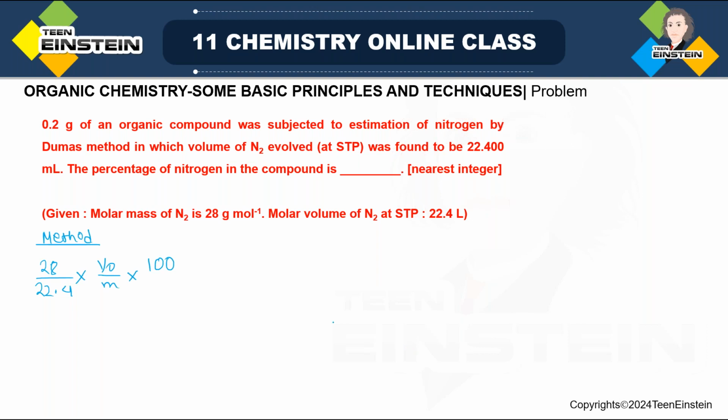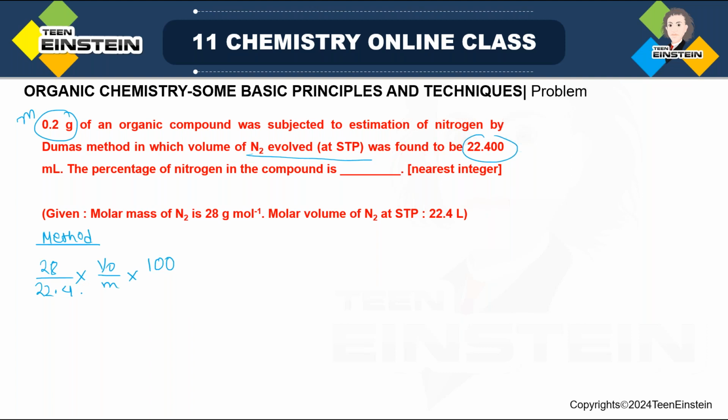Because the problem is given in such a way, you can directly get this value. So 0.2 gram of organic compound, which is our m, is subjected to estimation of nitrogen by Dumas method, in which the volume of nitrogen evolved at STP is 22,400 ml. So these values are given. Percentage of nitrogen you can calculate.